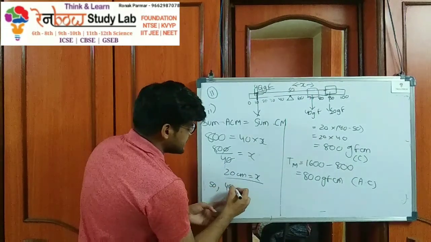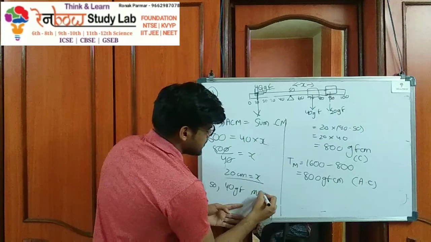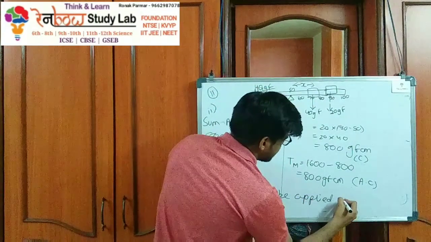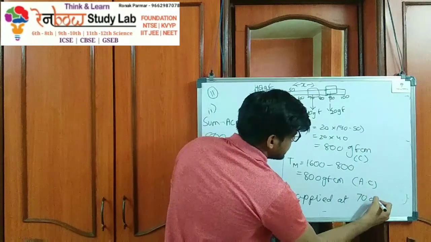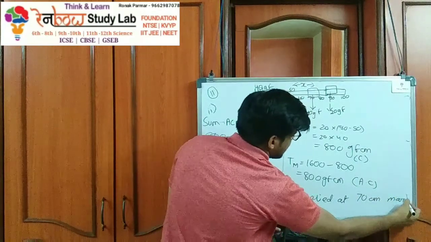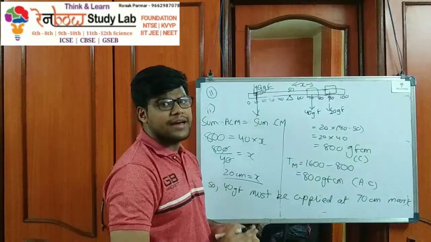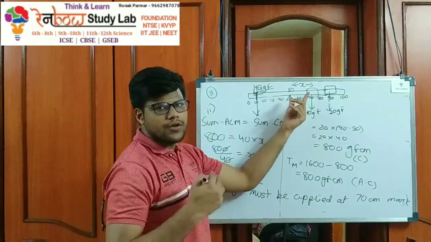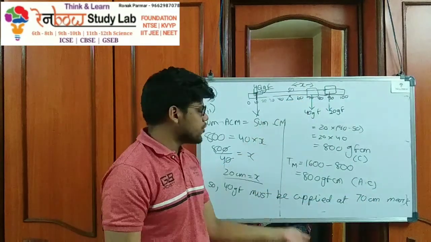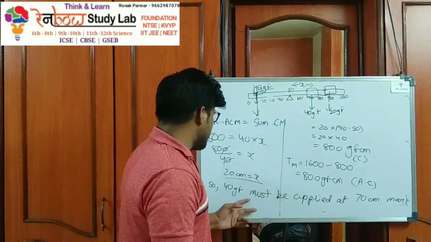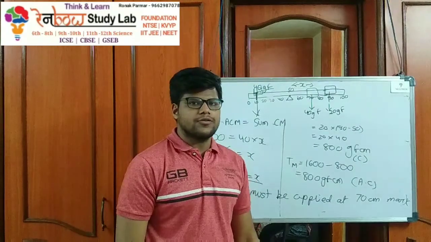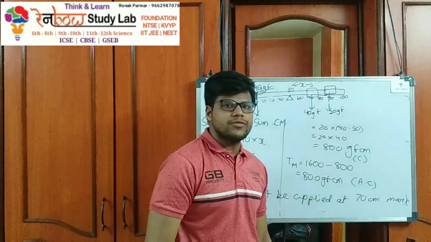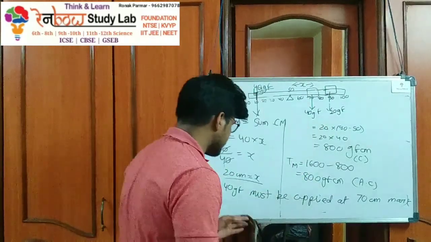So 40 gf must be applied at 70 centimeter mark. Don't write directly 20 because this 20 is from the center, from 50. If you move 20 on right hand side from 50, it will be 70. So your answer is 70 centimeter mark, so that your ruler is in equilibrium. This was question number 11. We'll move to 12th question.